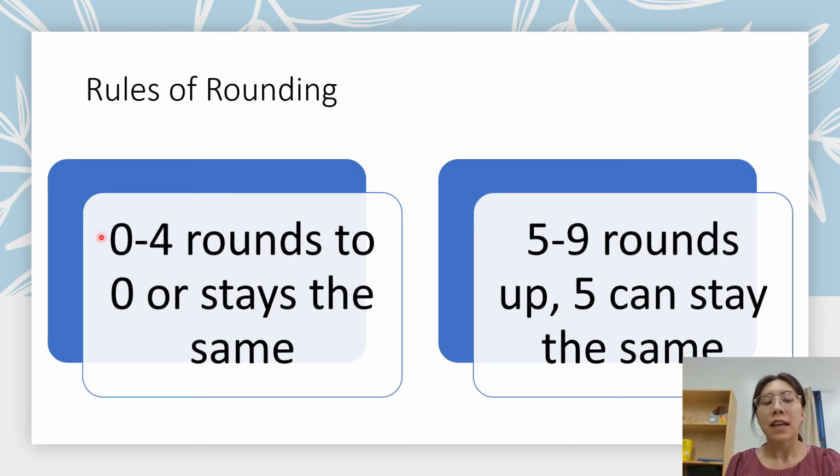Remember that if the number ends in 0 to 4, you can round it to 0, or it can stay the same. For example, if you have a number like 3.4, then you might keep the number at 3. Second, if you get a number between 5 and 9, you're going to round up, and the 5 can stay the same.